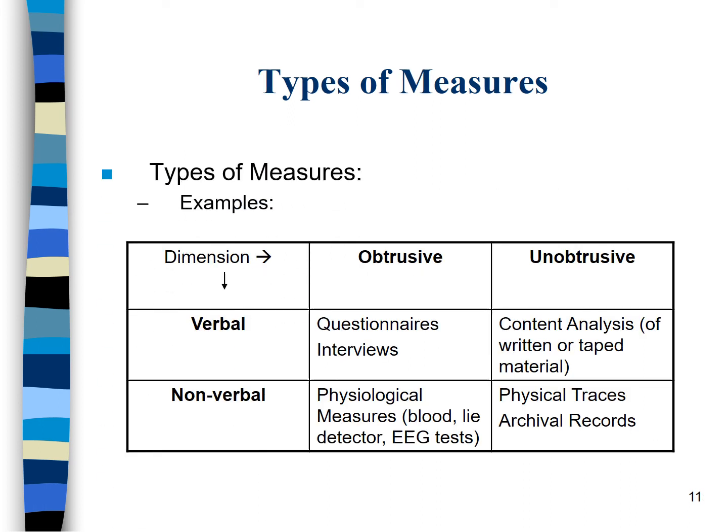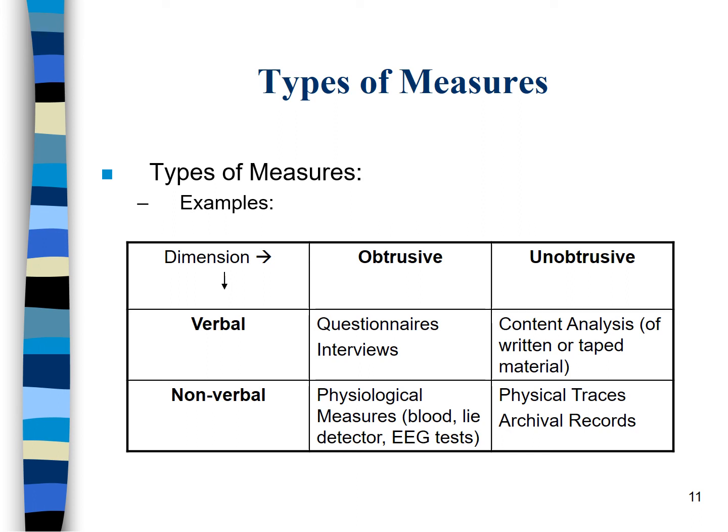All right, so this just has an example of how various types of measurement approaches you might see in the realm of research methods may play out into these two dimensions. And you'll see in the left-hand column, we have the verbal row and the nonverbal row. And then across the top row, we have the two columns of obtrusive and unobtrusive.